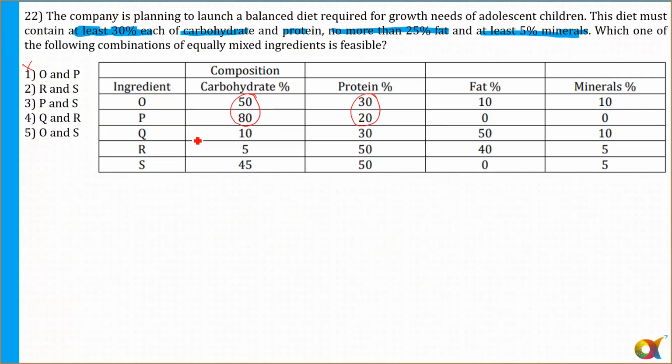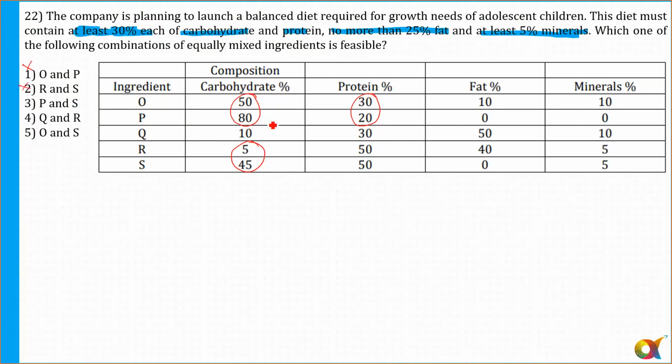Alright. Now, let's go for the second, that is R and S. So I'm mixing R and S, 5 and 45. I need the average to be 30 minimum, but they are mixing equal quantity. So 5 plus 45, that is 50 by 2, which is 25. Not possible. So option number 2 is also ruled out.